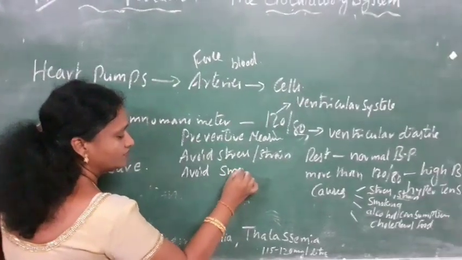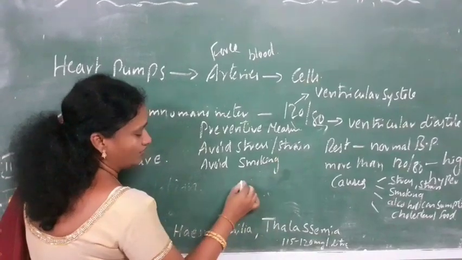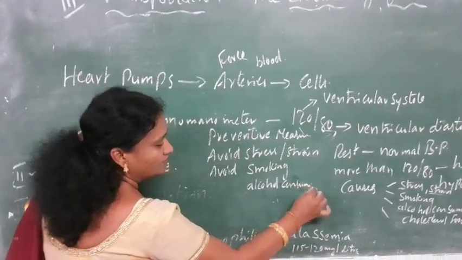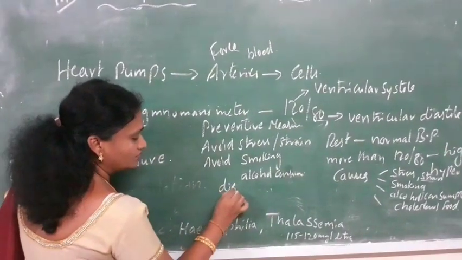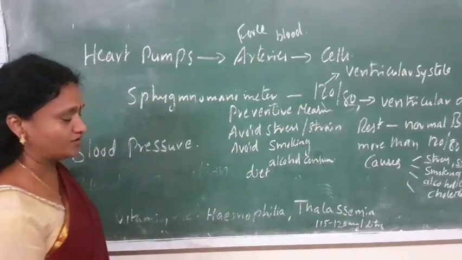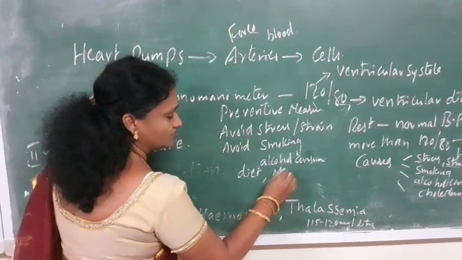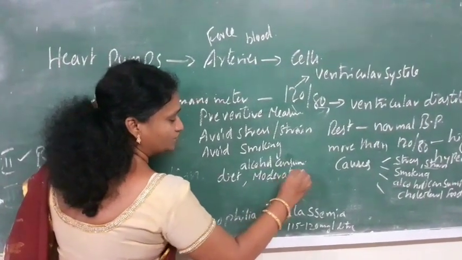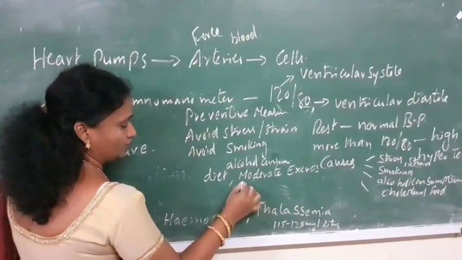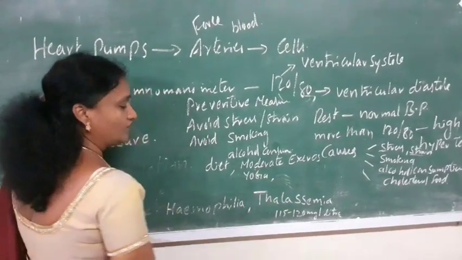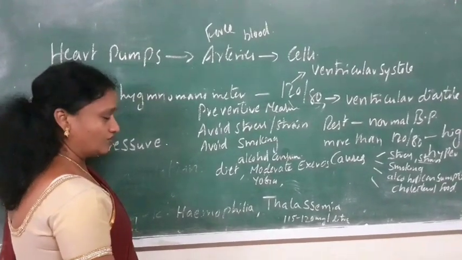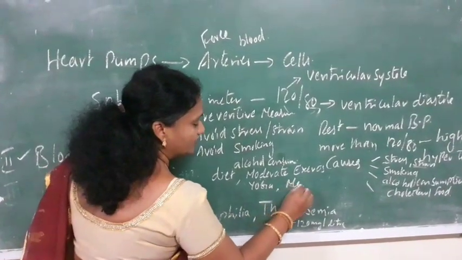Next, avoid smoking and also alcohol consumption. And diet control: eat fiber-rich food material and easily digestible food material, especially from plant origin. Then moderate exercise. Daily your body needs exercise, moderate exercise, and you can even go for yoga. Along with moderate exercise, in order to relax our body, you can go for meditation.